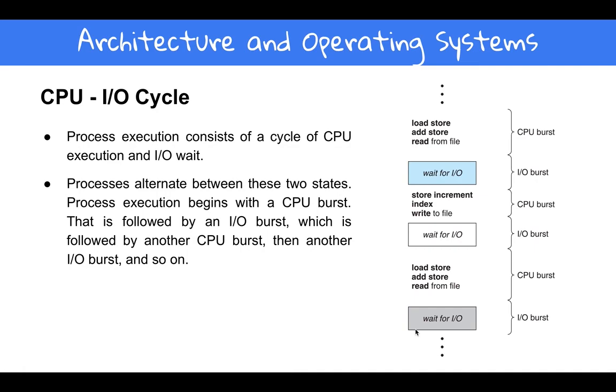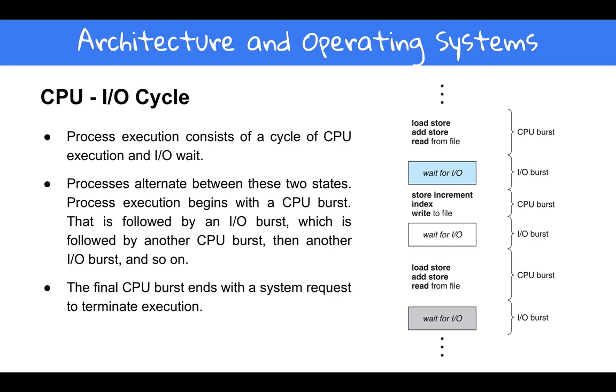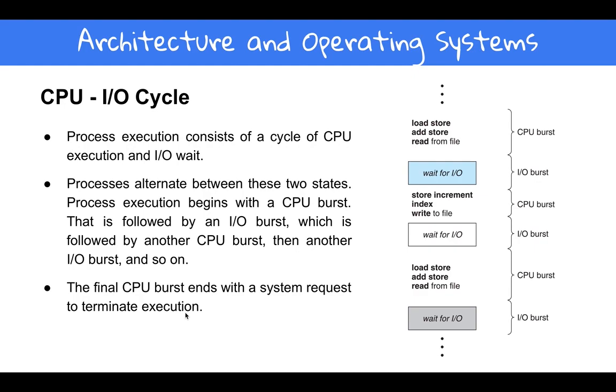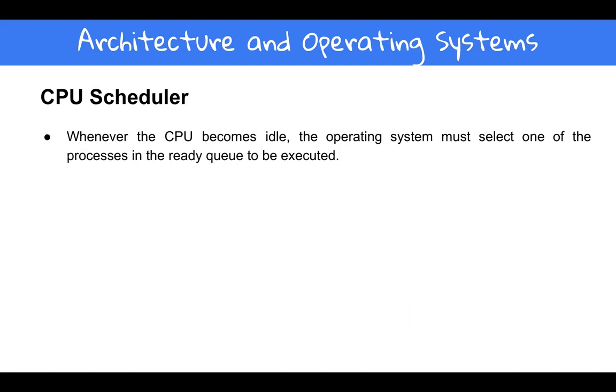And then the program is finished and we need to terminate the process. So this cycle happens to the point that this process should be terminated. So the final CPU burst ends with a system request to terminate execution. So this cycle happens till the end of the execution.